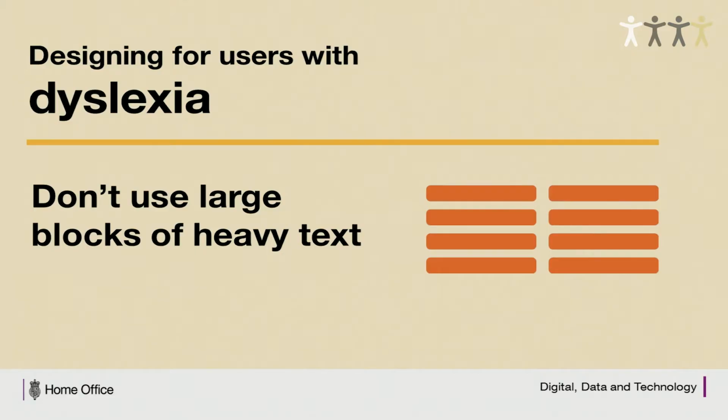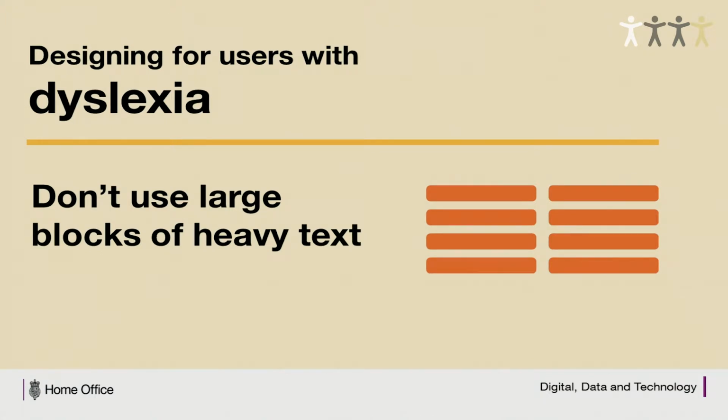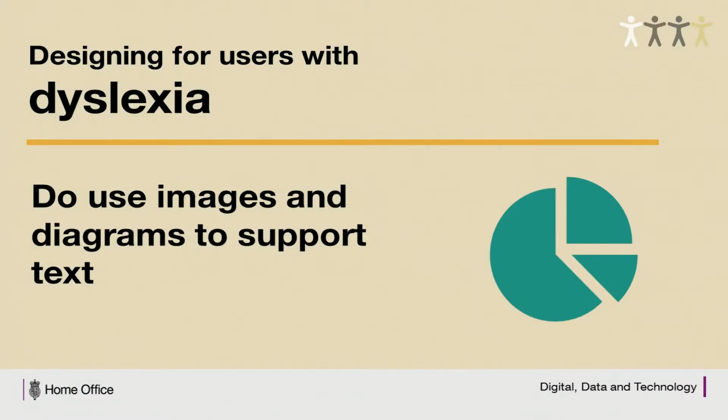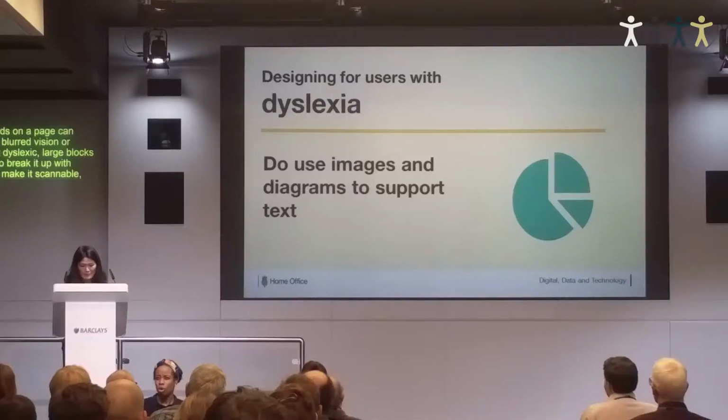Don't use large blocks of heavy text, because for someone with dyslexia, a lot of words on a page can appear out of focus and can cause blurred vision or headaches. And for someone who isn't dyslexic, large blocks of text can be quite frustrating to read. So break it up with images and diagrams to support it. So make it scannable, because we're already bombarded by so much information anyway.